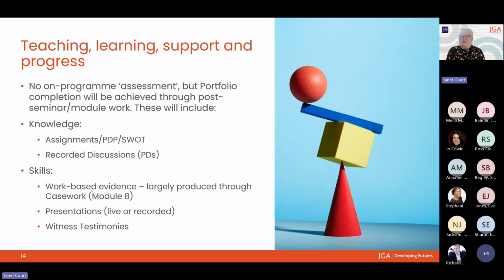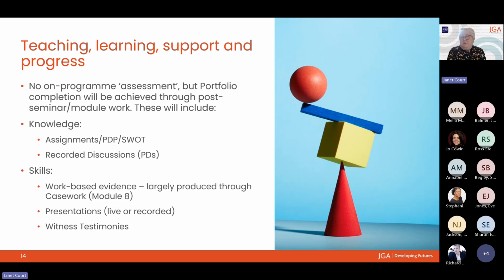So show me you can do that, show me you can do that in individual ways. Okay, the casework is putting all your knowledge and your abilities together and showing me how you've done that. And that would be evidence of a skill because you've produced it and it's real. They'll also be required to do presentations, live or recorded, and witness testimonies. This is when we talk about the strength of the manager, because the witness testimony is largely done by managers.